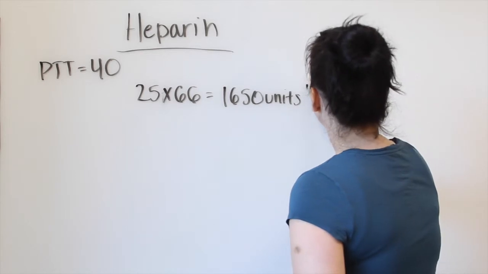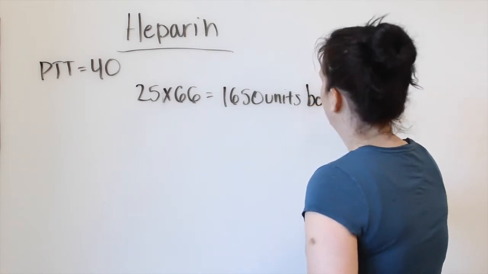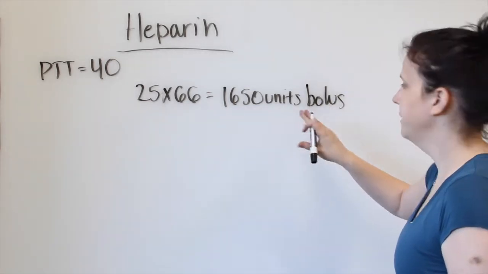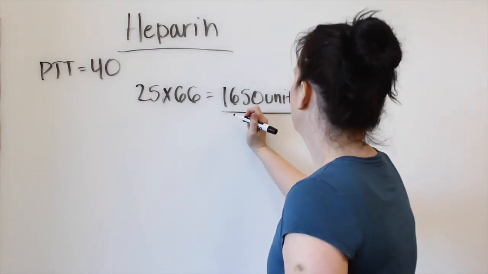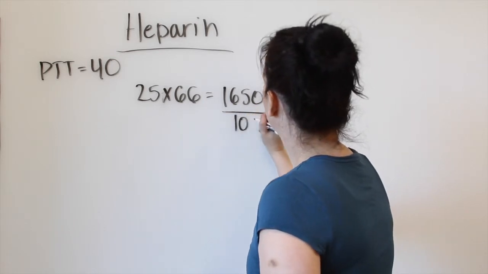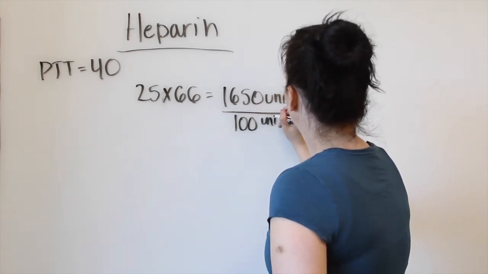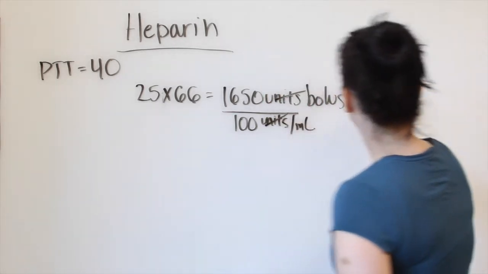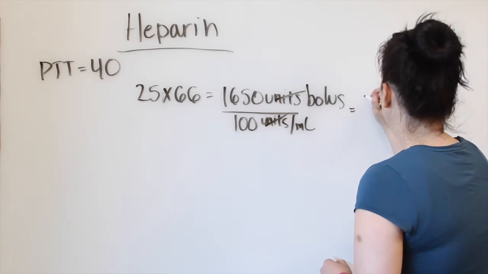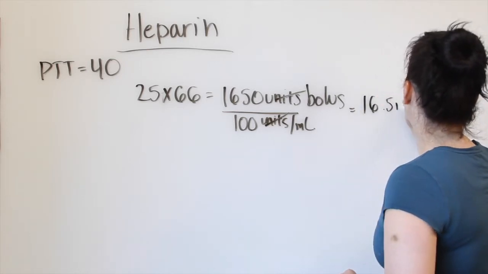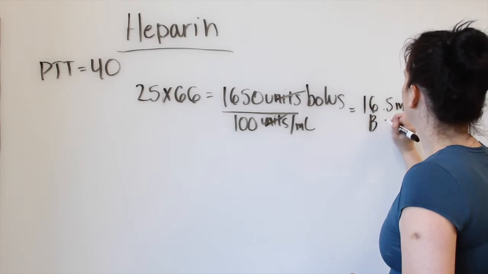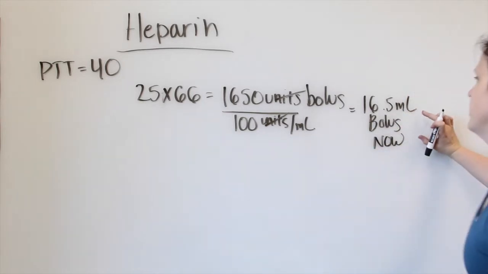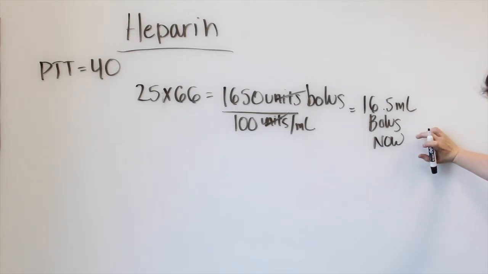So this is our bolus. We'll multiply these, we get 1650 units bolus, and they're going to get that now. If you'll remember, our heparin comes in units per milliliter. So we're going to give 16.5 milliliter bolus now.